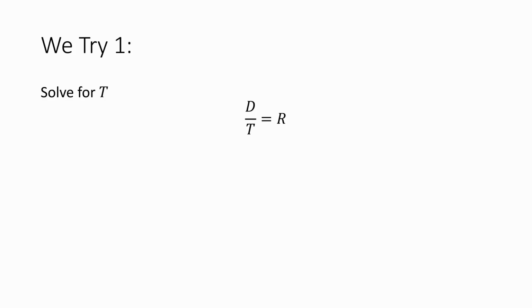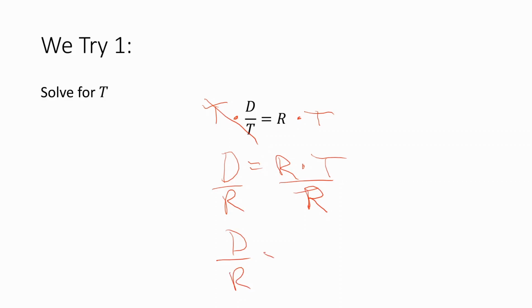We want to solve for t. I want to get t by itself. So what I'm going to do is multiply by t to both sides. When I do that, these t's on the left will cancel out, and I'll be left with d equals r times t. Now to get t by itself, I just need to divide both sides by r, not t. I want to divide both sides by r. And I'll get d over r is equal to t. I've got t by itself, so I'm done.